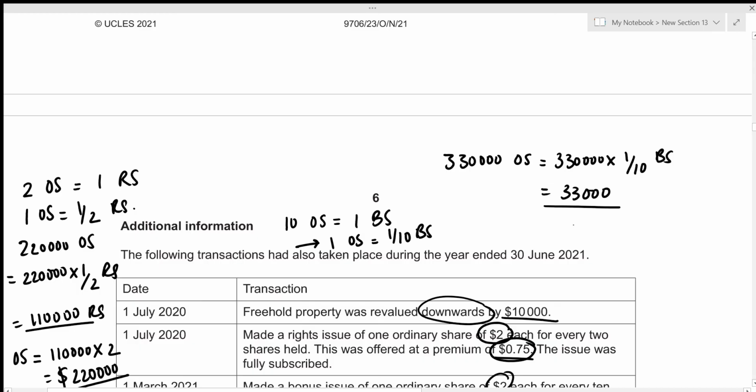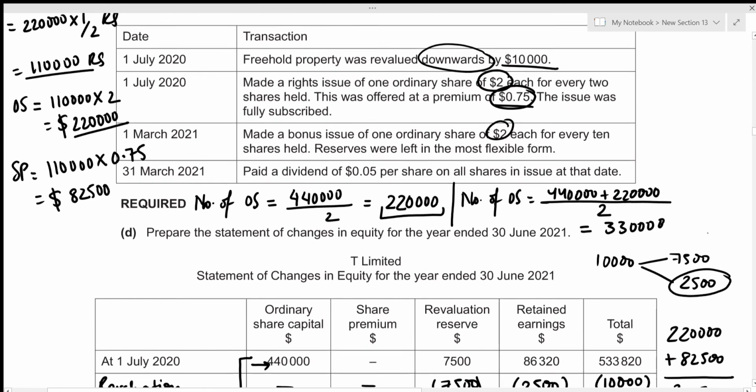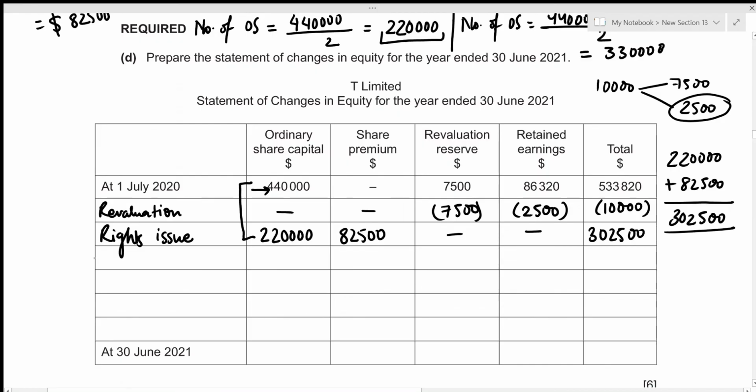Now, since we know that the bonus shares cannot be issued at a premium, we only record the amount in our ordinary share capital. That's just going to be the number of bonus shares, which is 33,000, times our nominal rate, which is 2. So this gives the value of the ordinary shares to be 66,000. So this is the value that we raised by issuing the bonus shares. Let's write it down. We can just write it down as bonus issue. That's 66,000.